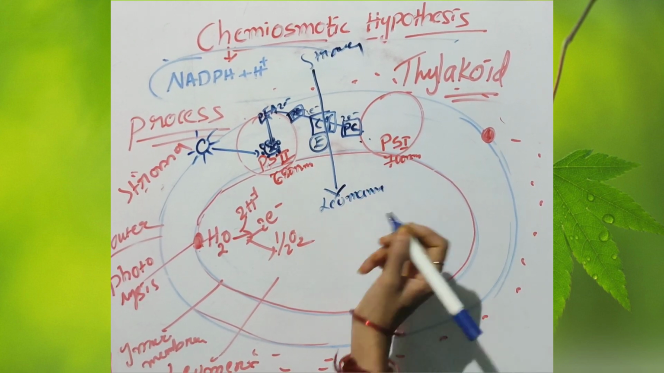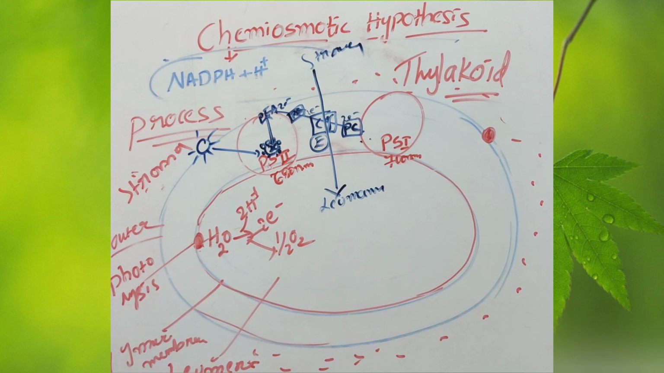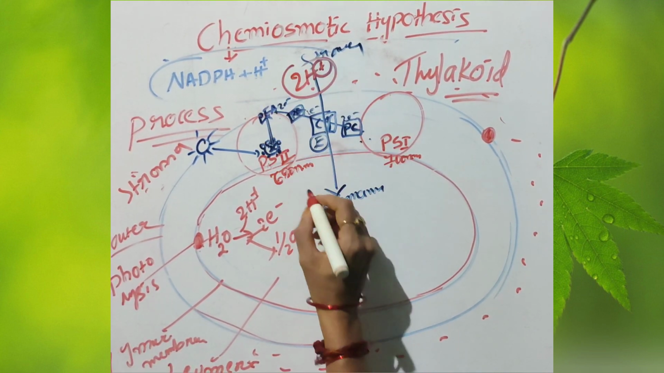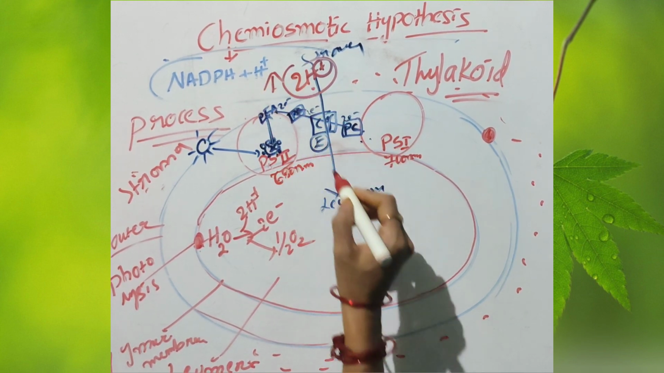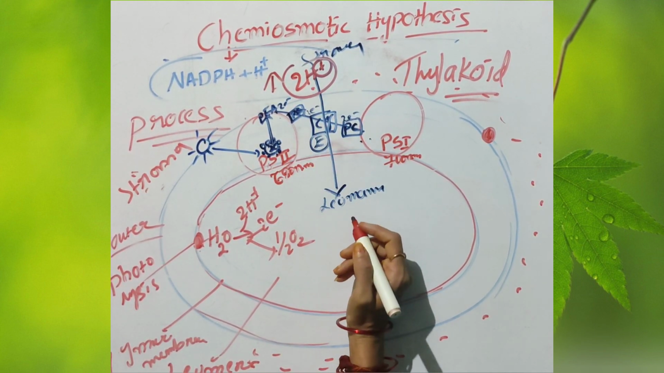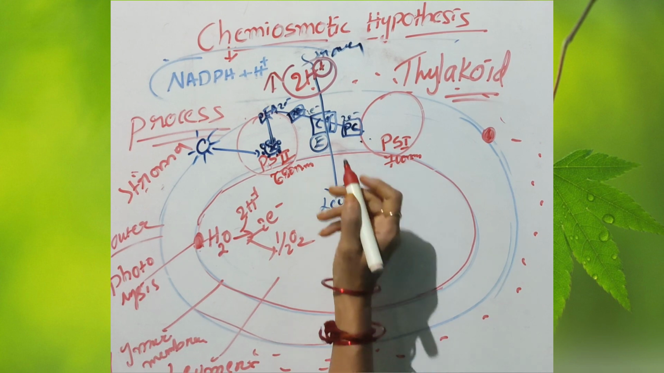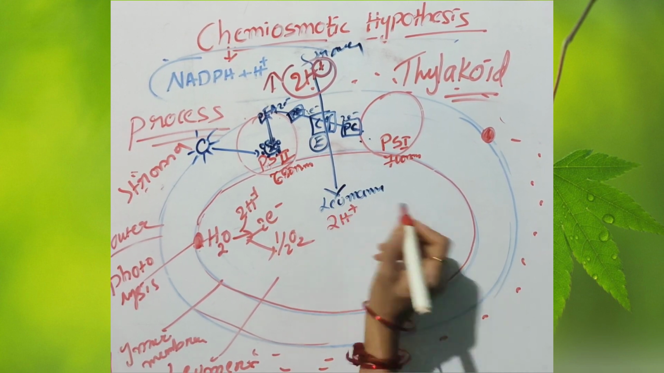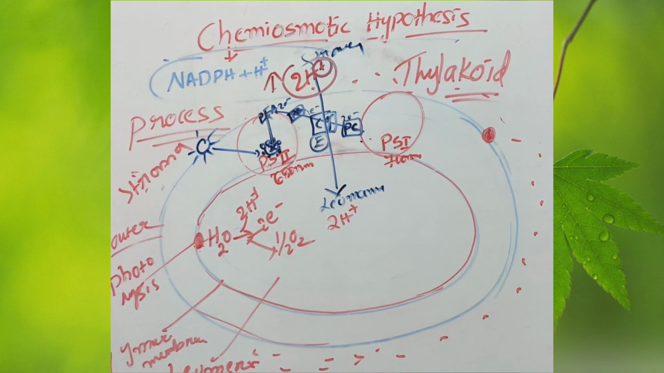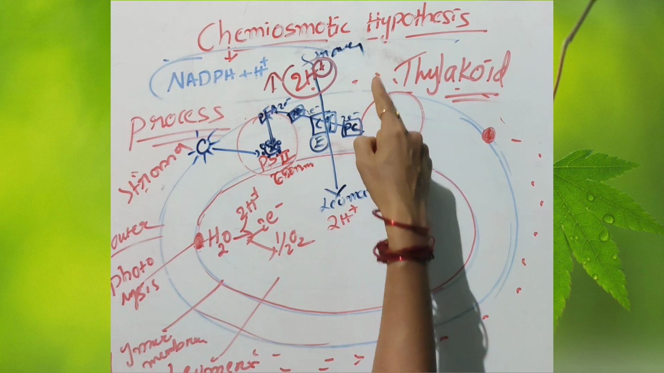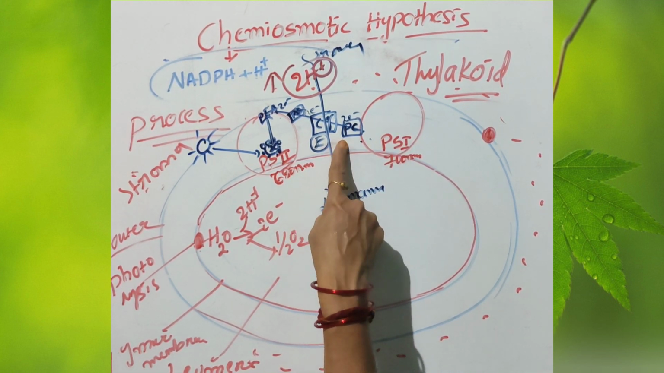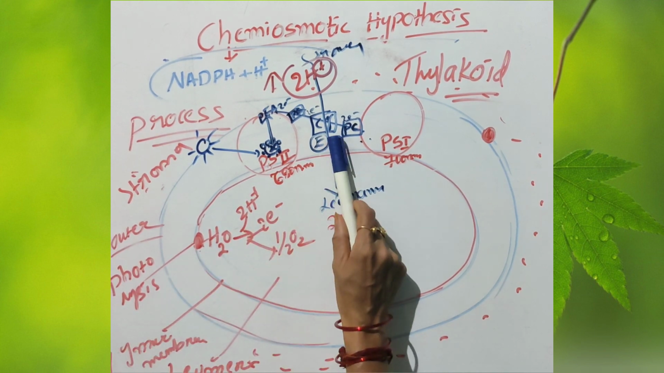The transportation of the protons from the stroma to the lumen: the high concentration of protons is transported from the stroma to a low concentration of protons in the lumen. So, what is the main reason? The protons are transported from the stroma to the lumen with the help of energy at the cytochrome complex.